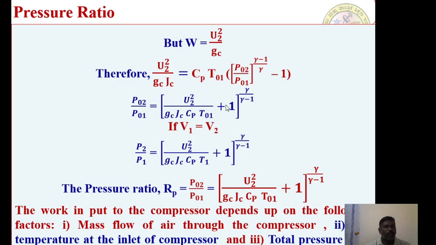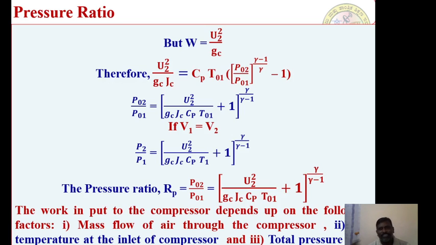You equate both expressions for W, in terms of Cp, for the work done in the maximum case. Therefore, U2 square by Gc is equal to Cp T01 times (P02 by P01) to the power of (gamma minus 1) by gamma, minus 1. If you solve for P02 by P01, that gives you (U2 square by Gc Cp T01 plus 1) to the power of gamma by (gamma minus 1). This is the standard expression for the pressure ratio.